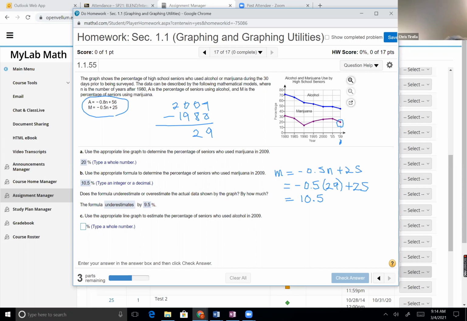Better? Yeah, that's better. Okay, what part was sketchy, if you don't mind my asking? I was just doing, I think I was just plugging it in wrong. I was plugging in the wrong numbers.